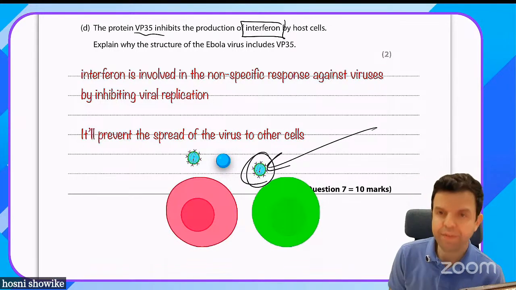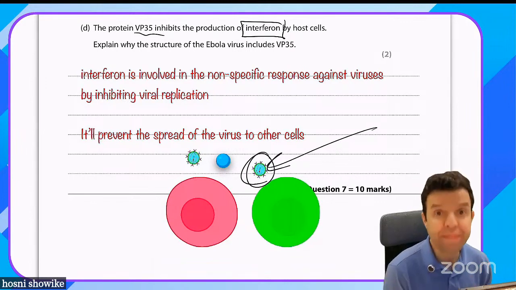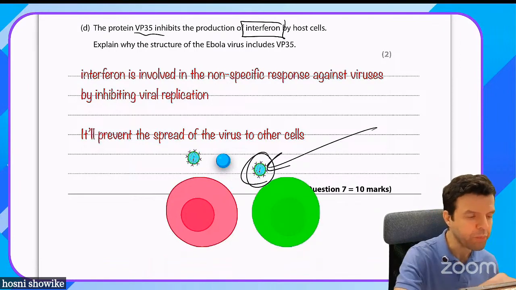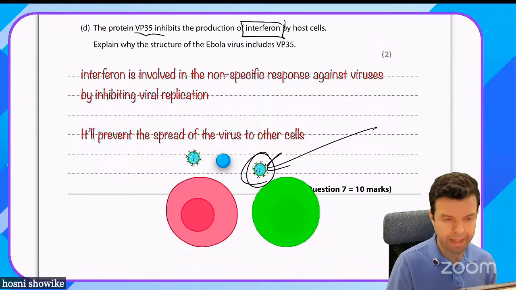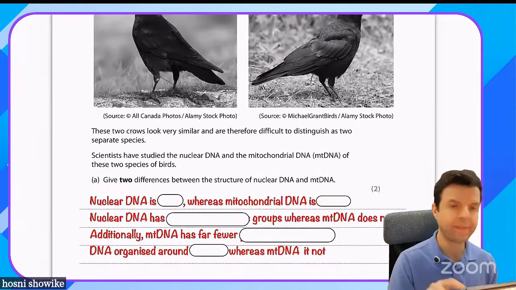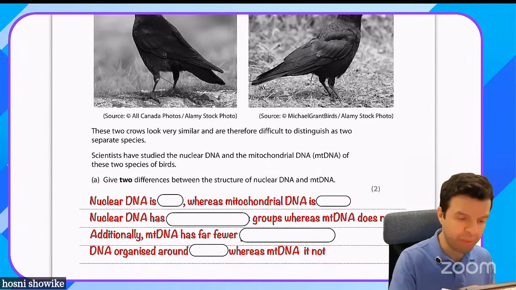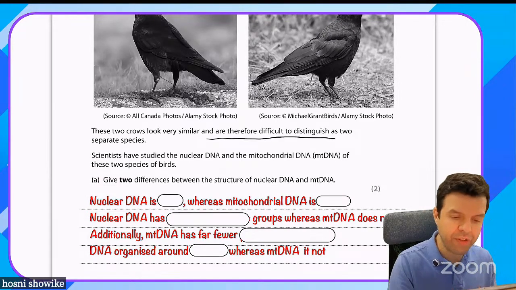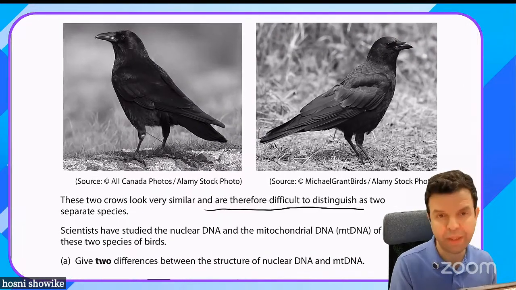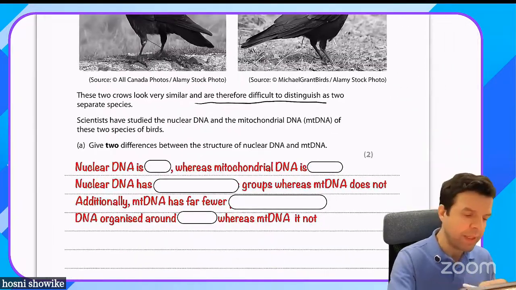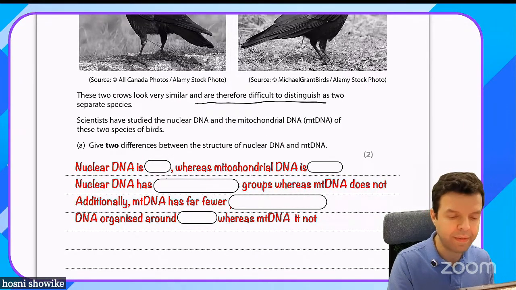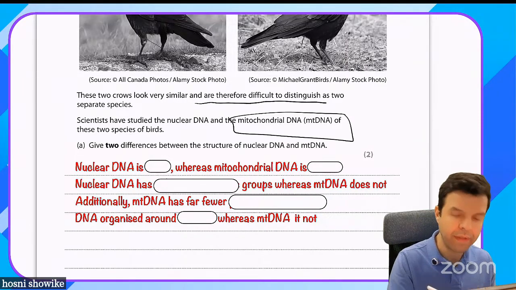My last question of the day talks about PCR, gene technology. It's about some birds here. They said that these crows look similar and they're difficult to distinguish. As you can see, morphology here doesn't work because they're so similar. Give two differences between the structure of nuclear DNA and mitochondrial DNA.